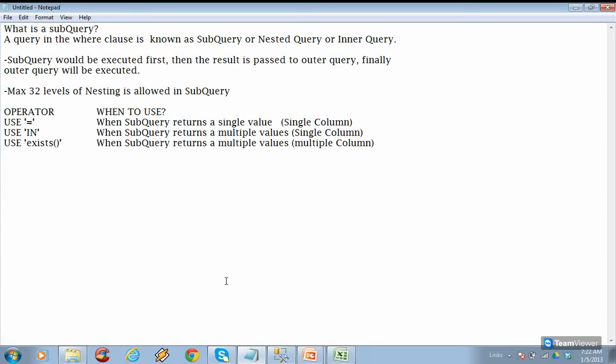Is that clear? So a maximum of 32 levels of nesting is allowed in a subquery. Use the equals to operator when the subquery returns a single value, and the column is also single. Use IN when the subquery returns multiple values but a single column only. Use the EXISTS function when the subquery returns multiple values and multiple columns. Okay, that is all about subqueries. Is this clear?